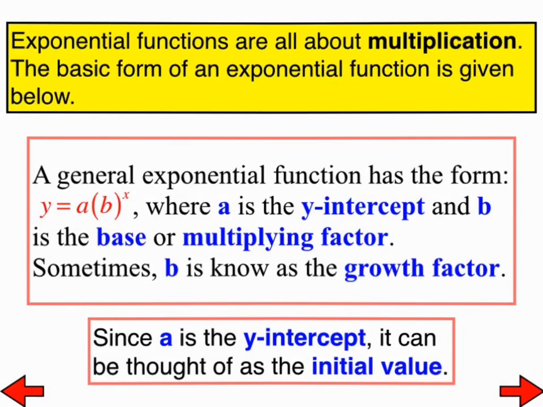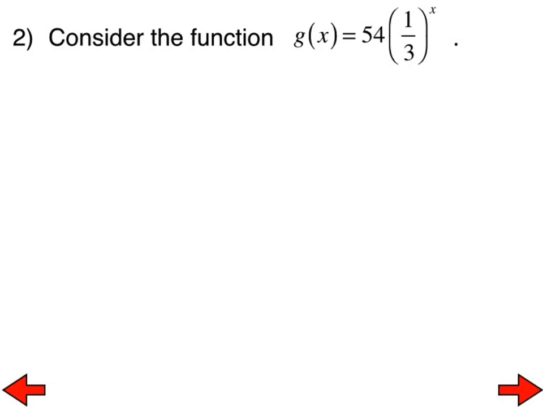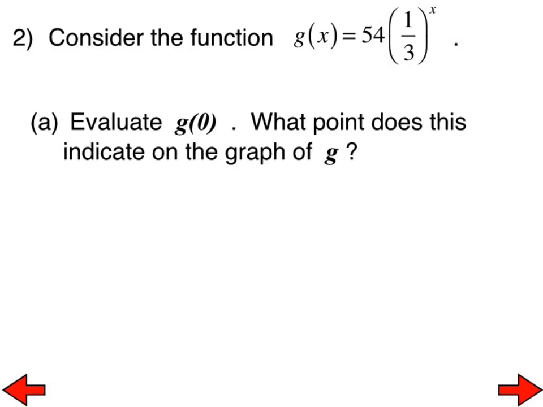All right, let's go to the back side. We're on number 2. Consider the function g of x equals 54 times 1/3 to the x power. Yesterday, we saw the rumor problem where the numbers were getting bigger quickly. That was a growth problem. And then we talked about the windmill problem where the person was walking towards the windmill. That function ended up looking something like this one right here, 54 times 1/3 to the x power. Right now, for part A, I would like you to evaluate g of 0. And I'm asking you, what point does this indicate on the graph of g? Go ahead and do part A.